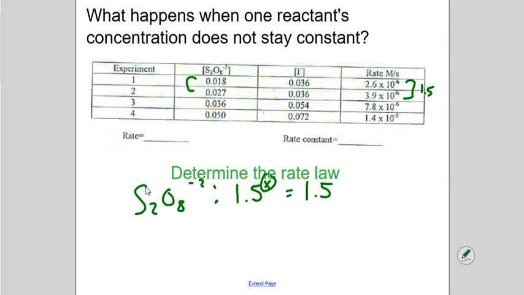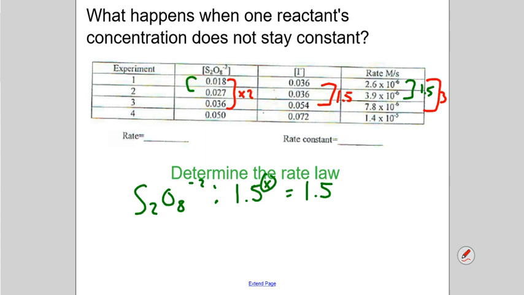Since I know it's first order, I can't isolate the other one to stay the same, because there's no experiment where it stays the same. So I can just pick a random experiment, one that works out a little easier for me. I'm going to pick 1 and 3. If I look at 1 and 3, I know that S2O8 is doubling, so this is going up by 2, and the iodide is increasing by 1.5, and then the overall rate is changing by 3.